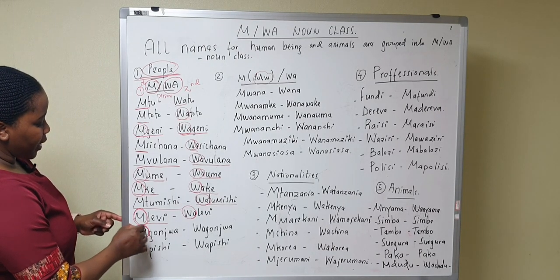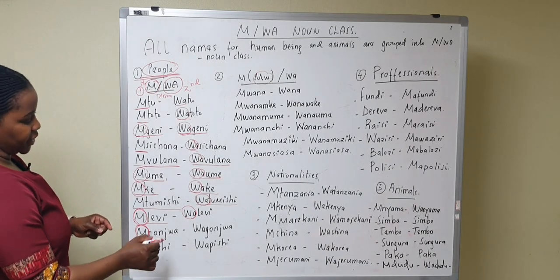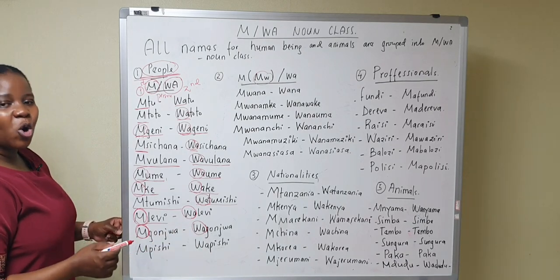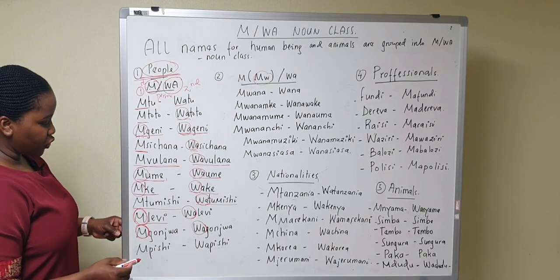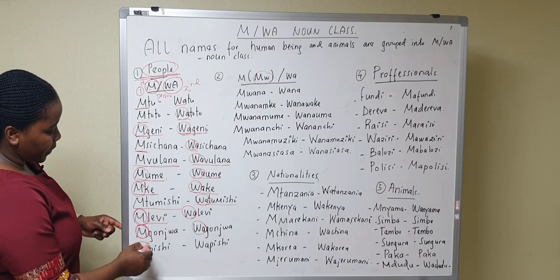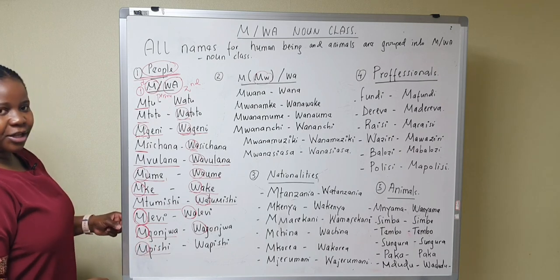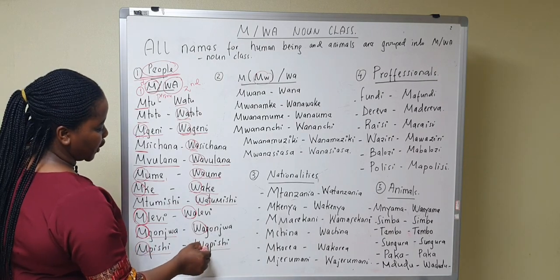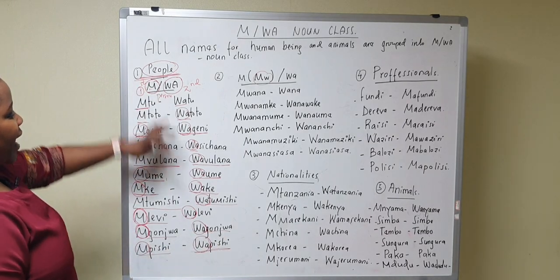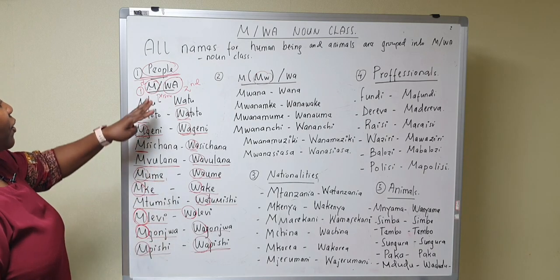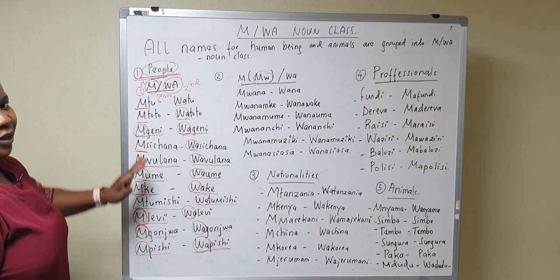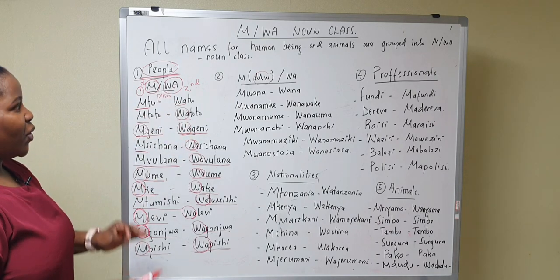Mgonjwa, a patient. In plural, we say wagonjwa, patients. Mpishi is a chef. Wapishi, chefs. Okay, so these are names for the people which are grouped into the mwa noun class. M for the singular and wa for plural.